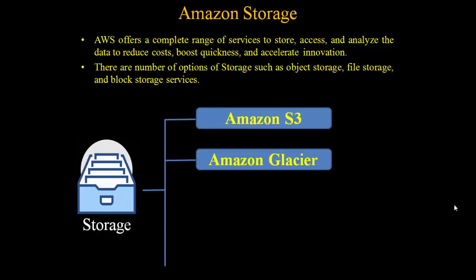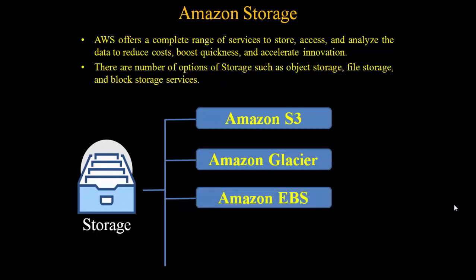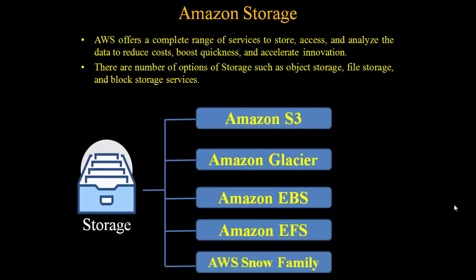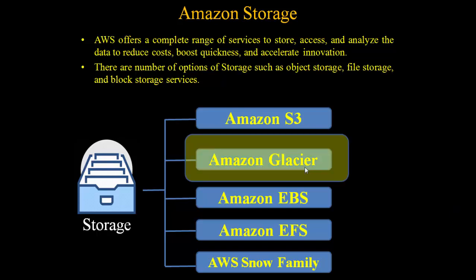Second one is Amazon Glacier. Then Amazon EBS, that is Elastic Block Storage, Amazon EFS, that is Elastic File System, and AWS Snow Family. These are the different services, a few services of the storage domain. We already discussed our first service, Amazon S3. And today in this video we are going to discuss Amazon Glacier. So let's discuss Amazon Glacier.